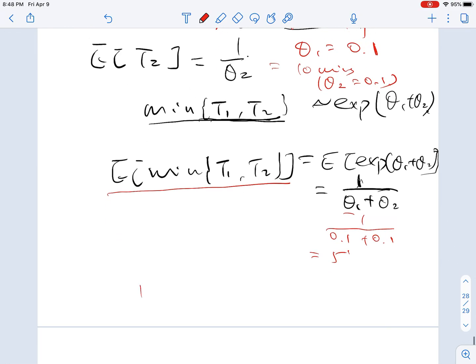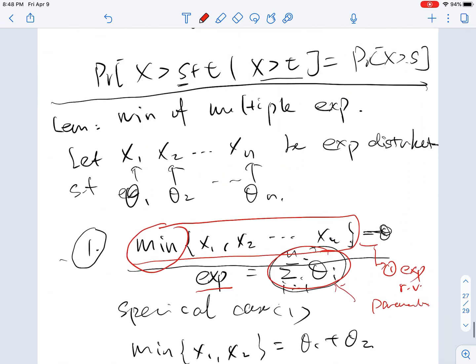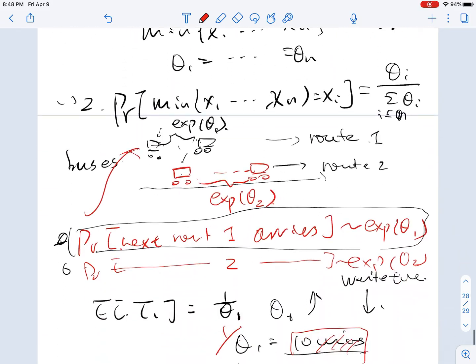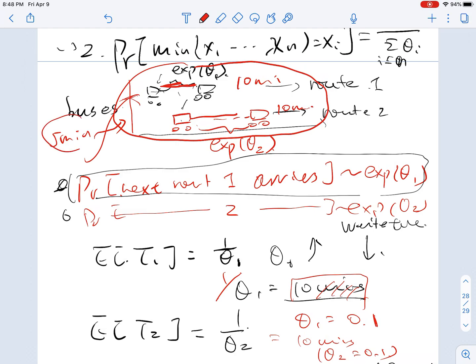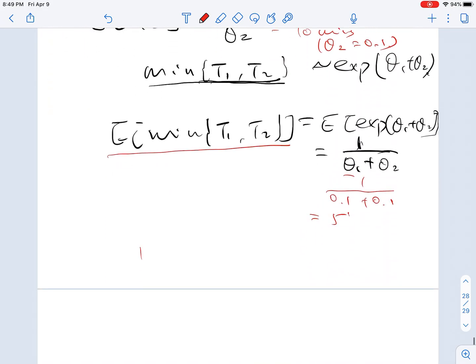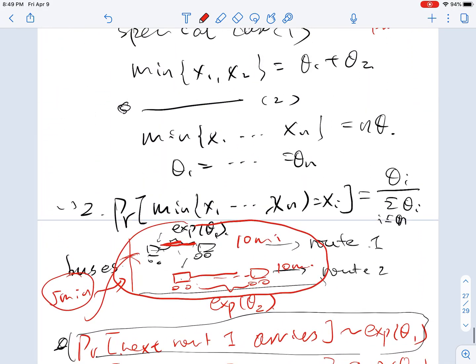If I have two buses here, and the expected waiting time for the first one is 10 minutes, and for the second one it's also 10 minutes, and I just need to wait until any one of them arrives, my expected waiting time is shortened by half. It's 5 minutes. So it more or less matches your intuition that if you have two options for going home, then usually your waiting time is halved.